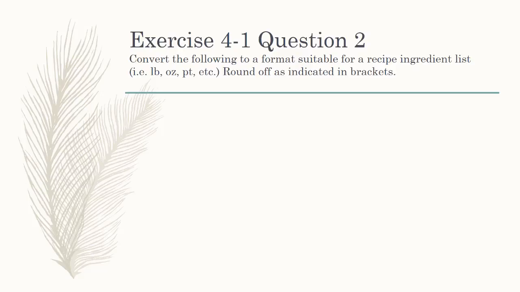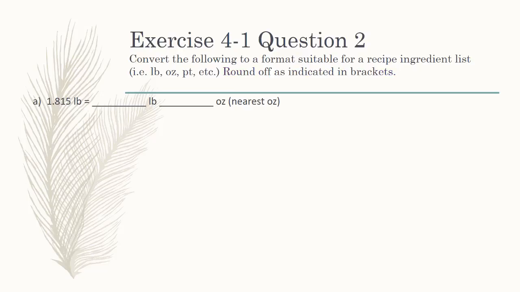What they want us to do is convert the following to a format suitable for a recipe ingredient list. In other words, pounds and ounces, pints, etc. Unlike question 1, where we went to a decimal equivalent, now we're going to take a decimal equivalent and go to the recipe format. And as always, the instructions let us know a few things, and here we need to round off. The rounding is indicated in brackets, so each individual question may have a different rounding demand.